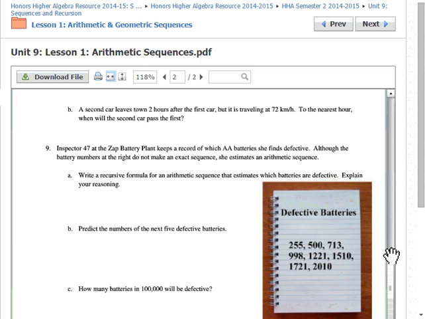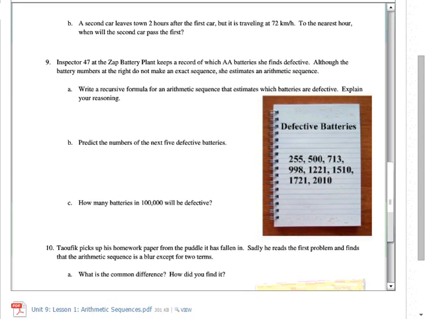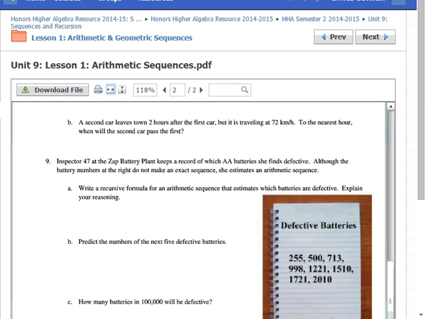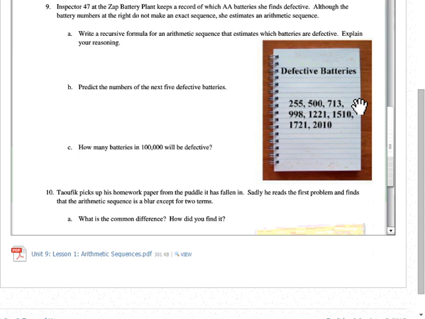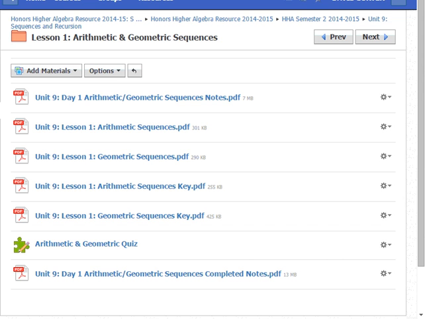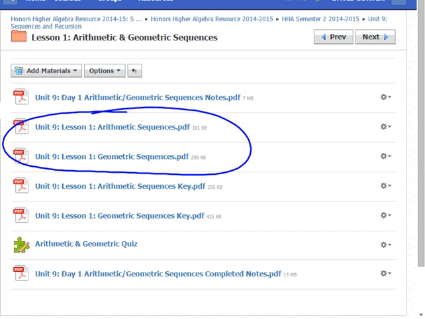You're going to be skipping number 9 right there anyways, although I kind of like that problem, but it's all right. We may come back to some of them in class tomorrow. But all right, so your assignment is to do the evens on both lesson 1 arithmetic and also on the lesson 1 geometric. So these two worksheets right here, just do the even problems only.